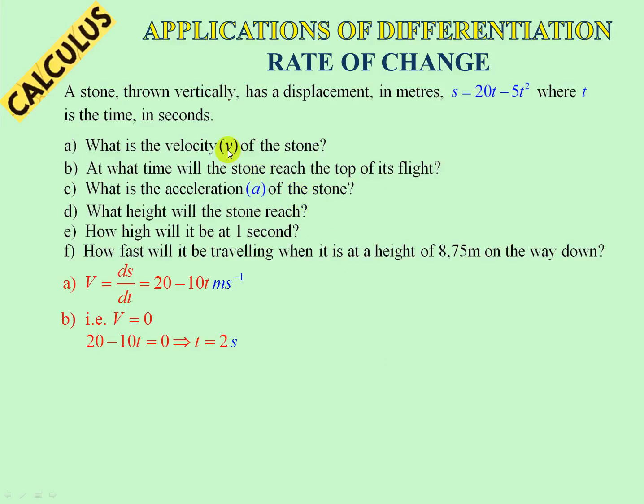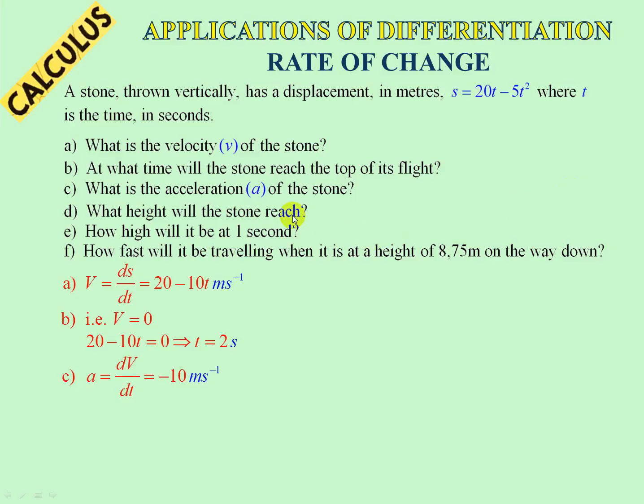What is the acceleration A of the stone? Well, speed is rate of change of displacement. Acceleration is rate of change of speed. So there we are, dv by dt. Differentiate that, we get minus 10. Why negative? Because it's being pulled downwards as it's moving upwards. It's decelerating. But that's a form of acceleration.